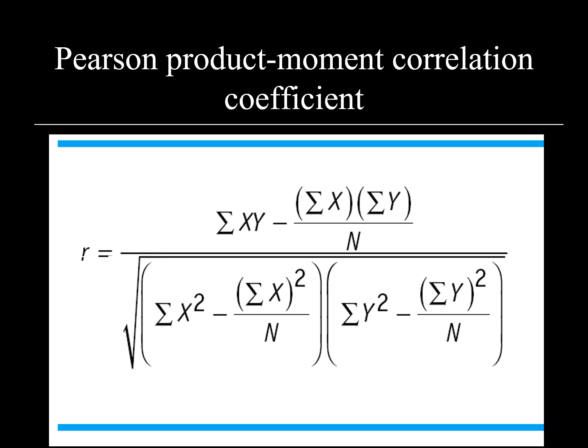The bottom of the equation is the sum of every score on X squared, minus the square of the sum of X divided by N. We multiply that by the sum of Y squared minus the square of the sum of Y, again divided by N. And we take all of that and create a square root.